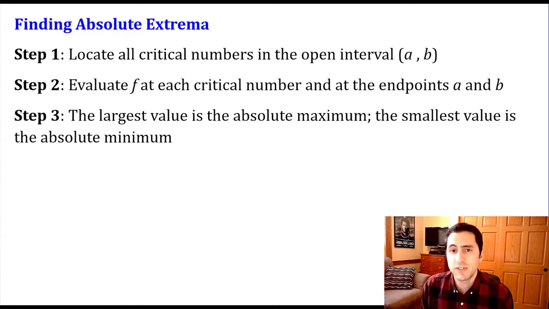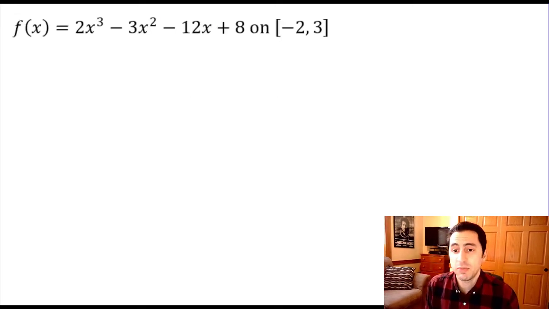Now that we have the steps, let's take a look at a couple of examples and talk through this process. My first example has the function f of x is equal to 2x cubed minus 3x squared minus 12x plus 8, and we're looking at the interval from -2 to 3. I do know this is a continuous function because it's a polynomial, so it is continuous on this closed interval. Our test will work.